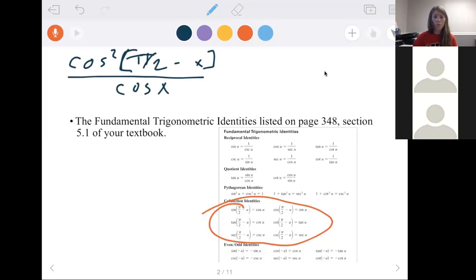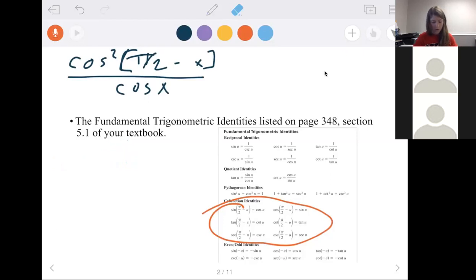Whenever you see the pi over 2 minus x, that particular phase shift is going to be your clue to use the cofunction identities. Now, if we wanted to make it a little bit more complicated, we're not actually going to see this on our unit test, you could see things that have an x minus pi over 2, and then you might have to think about flipping the sign or pulling out a negative and then using the even and odd in conjunction. That would be like next level identities. I don't think you have any like that, but anytime you see the pi over 2 minus x, or potentially x minus pi over 2, that's going to be utilizing our cofunction.